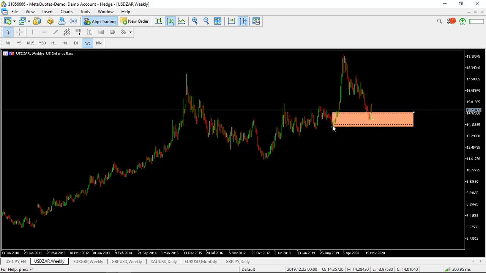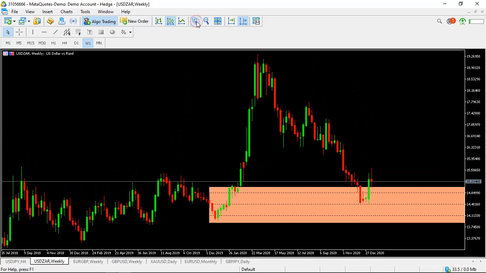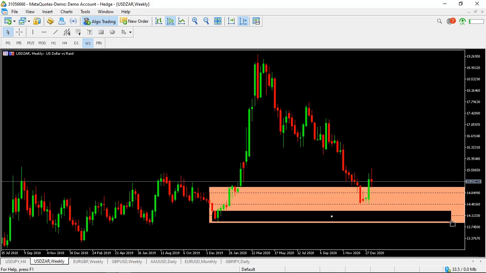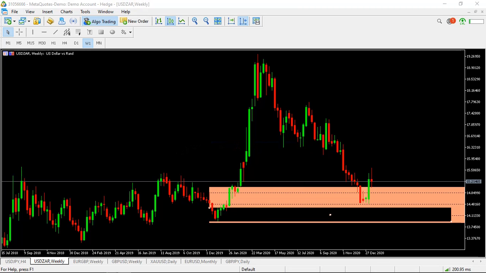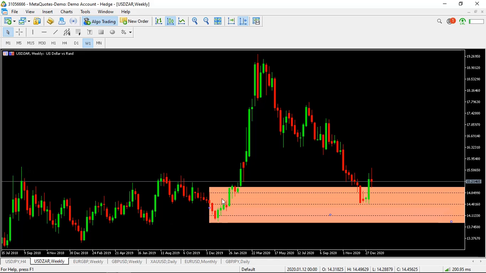Okay, on the weekly, if you want to refine your entry, for now I wouldn't advise that you just buy here, because here you can see that if we refine our zone, let me change the color. Let me go with blue. Okay, blue doesn't work.